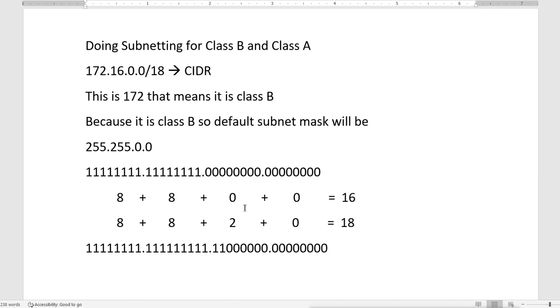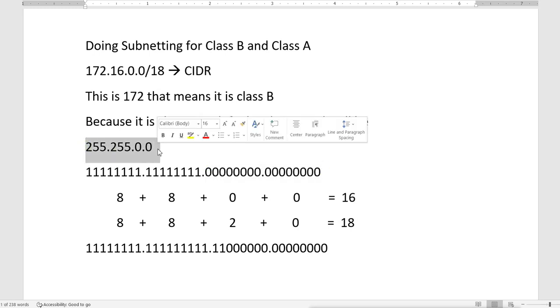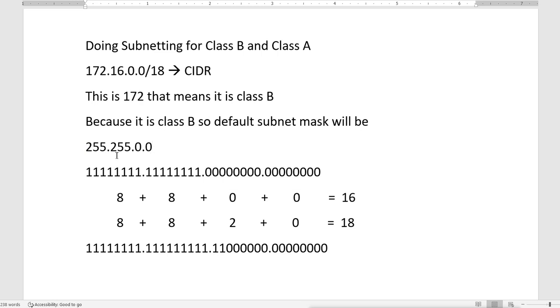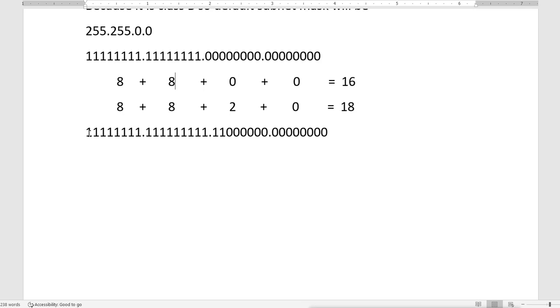Now when there were only these bits on and these bits off, there was the default subnet mask, and it was written like this: 255.255.0.0. But now the subnet mask is changed. That means when you write /18 here, your subnet mask is not default, it is changed. So what is the subnet mask we have now? We can say it is a subnetted mask.